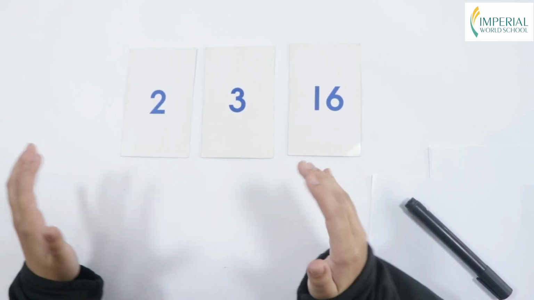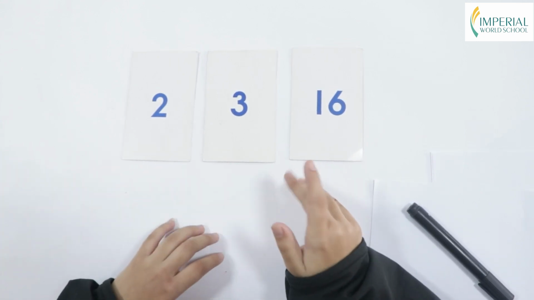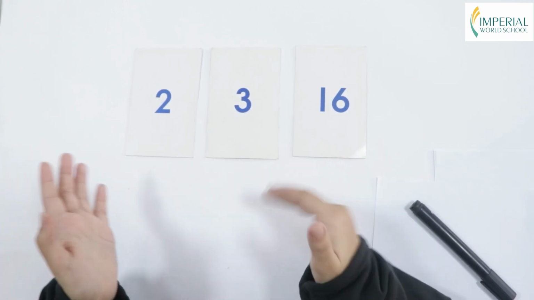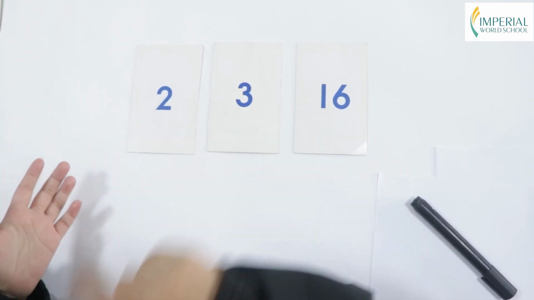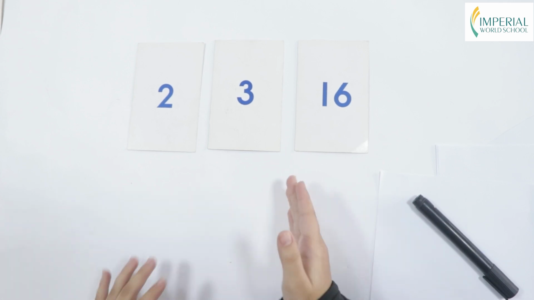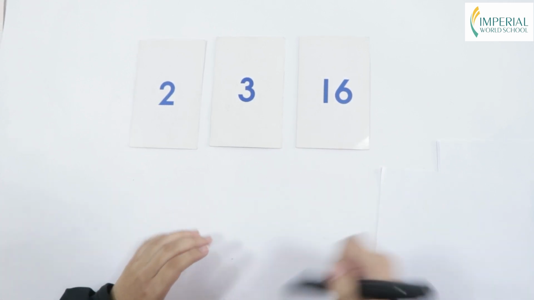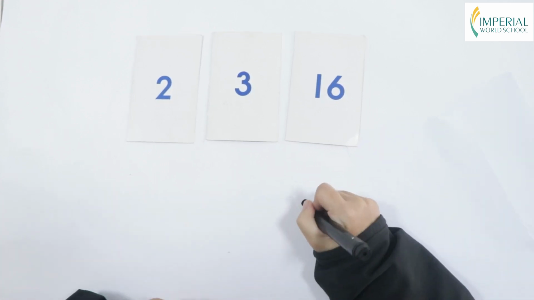Okay, so now I have arranged these in ascending order, so which lies in the middle of the data? If you guessed 3, yes, you are correct. And in which position does 3 lie in? Second position.